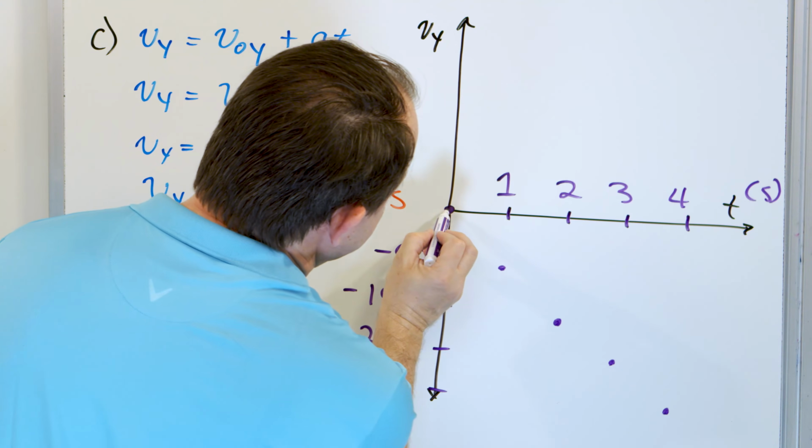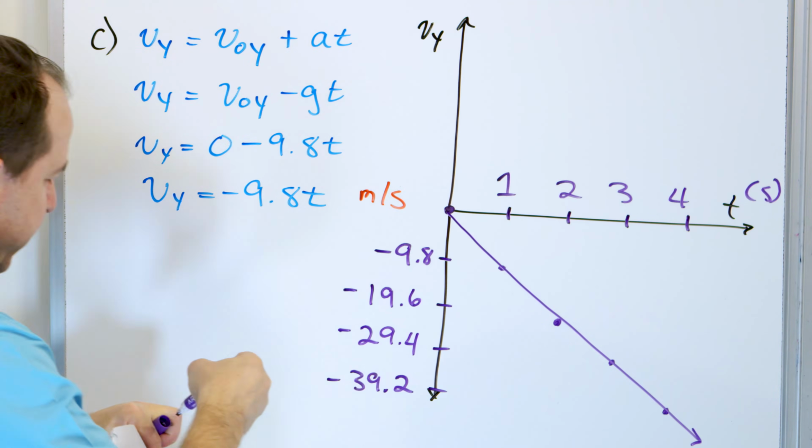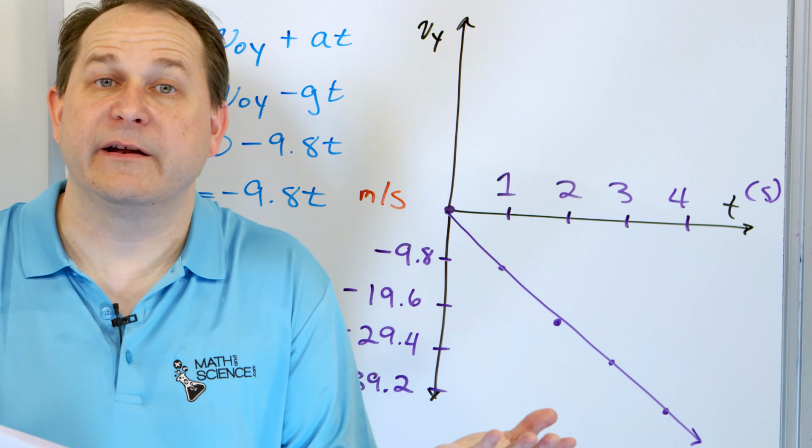So what do you have? This is not perfect because it's basically freehand, but you basically have a straight line going down through here. Now don't get wrapped up in the fact that it's a straight line. It doesn't mean that it's a straight line path.